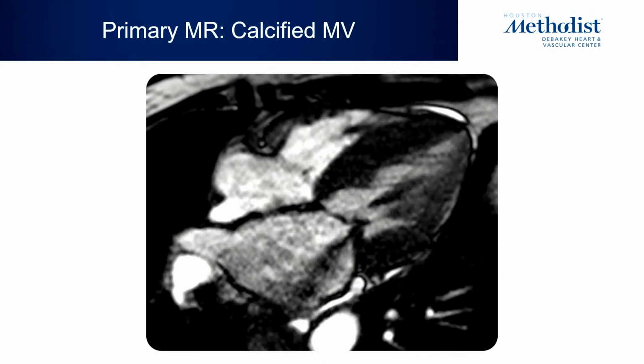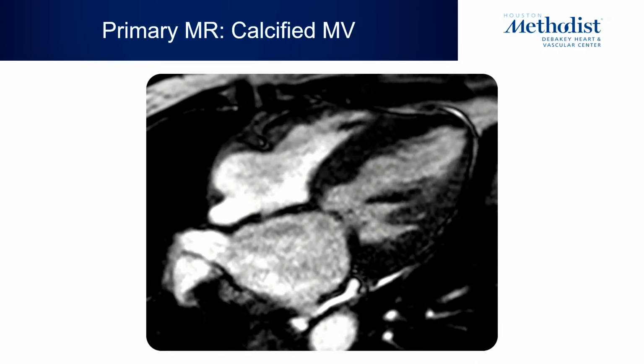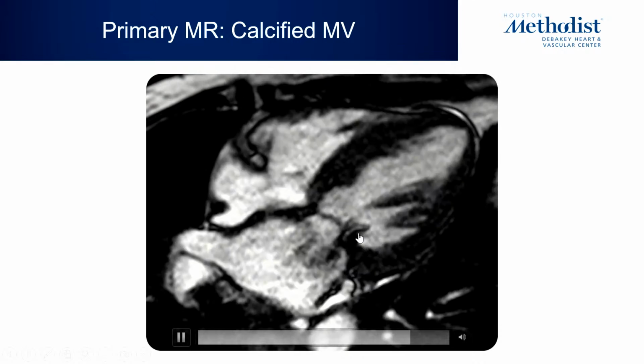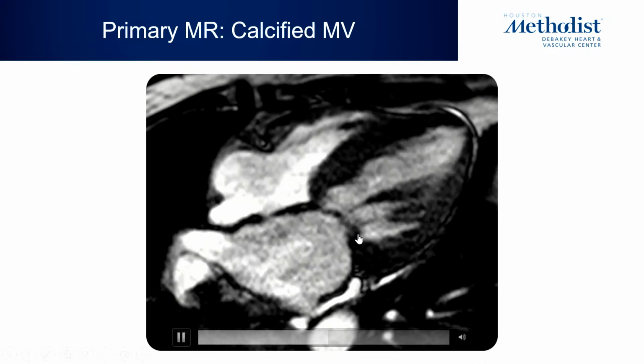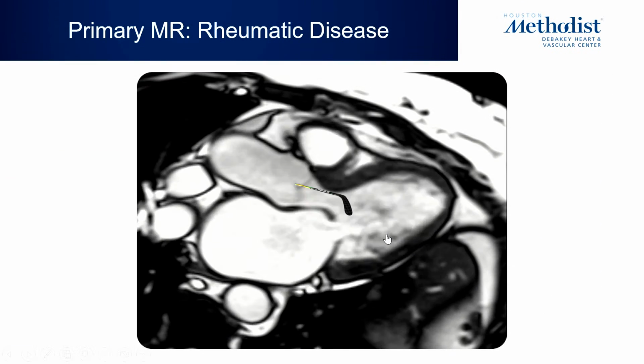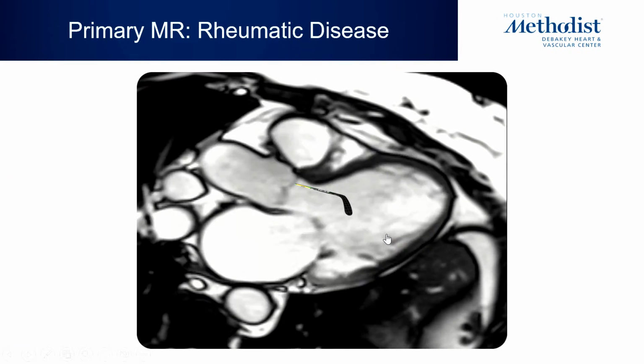Few examples, other examples of primary calcified mitral valve. You can tell easily here on the image that calcium, this is MAC. Calcium is essentially dark black, no signal on MRI, but you can tell this is calcific MR. This is rheumatic. The hockey stick is added. It's not part of the MRI.